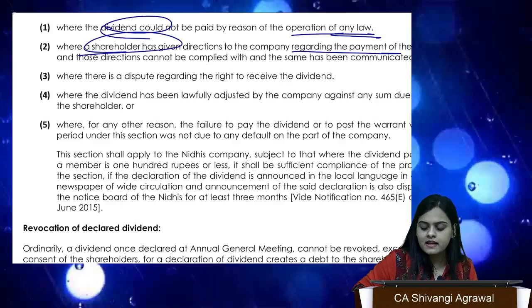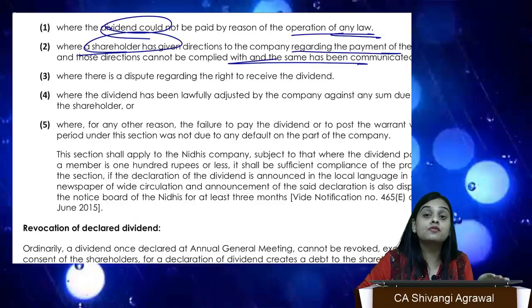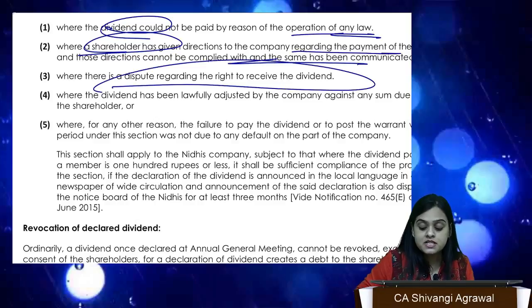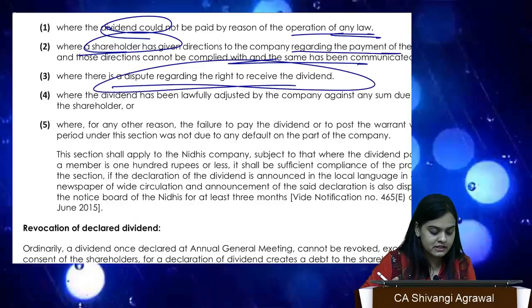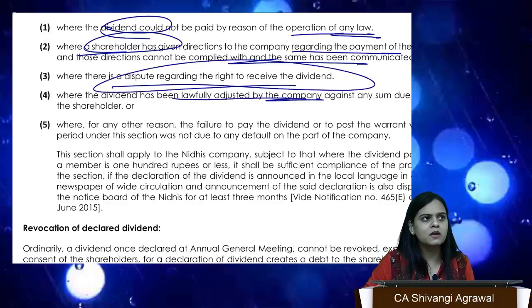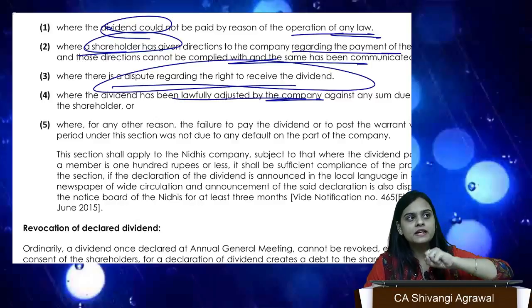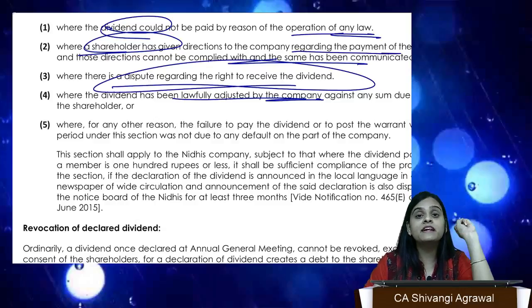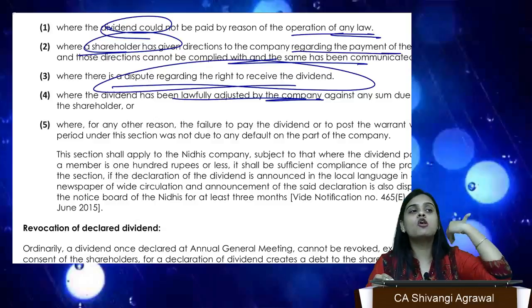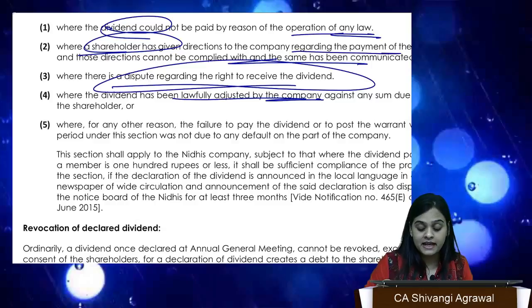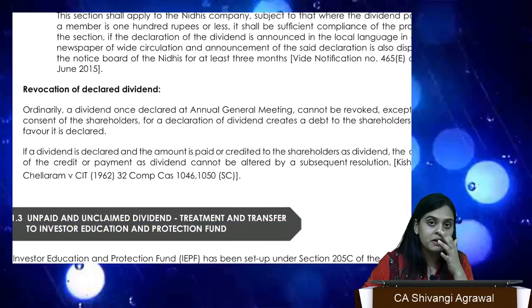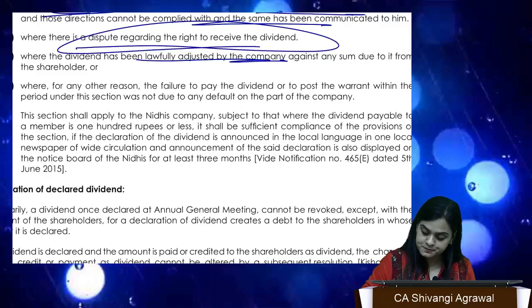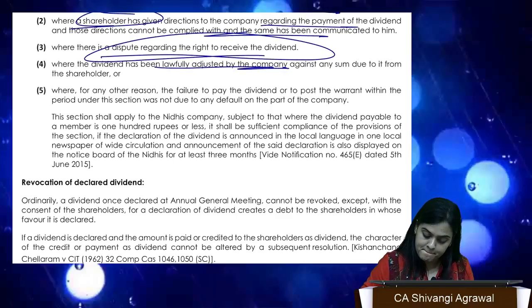If the shareholder has given you clear instructions and you could not follow those instructions, if there is a dispute as to who has to receive the dividend, or if the dividend was adjusted by the company. Supposedly the company has to take 10 rupees from the shareholder and the company has to pay 2 rupees to the shareholder from dividend. So the company paid only 8 rupees. The company has lawfully adjusted the sum, so the company cannot be held liable for non-payment, for the simple reason that the non-payment was not due to default of the company.